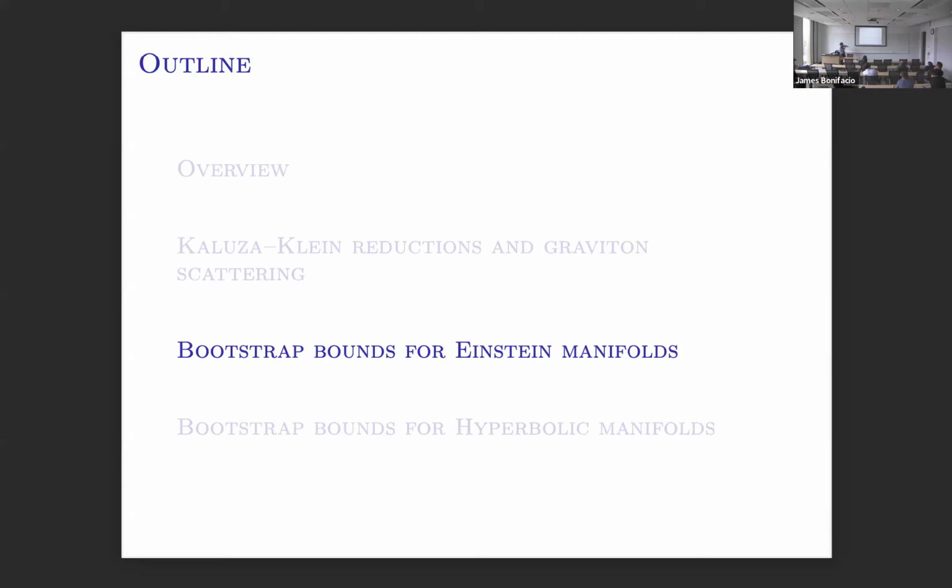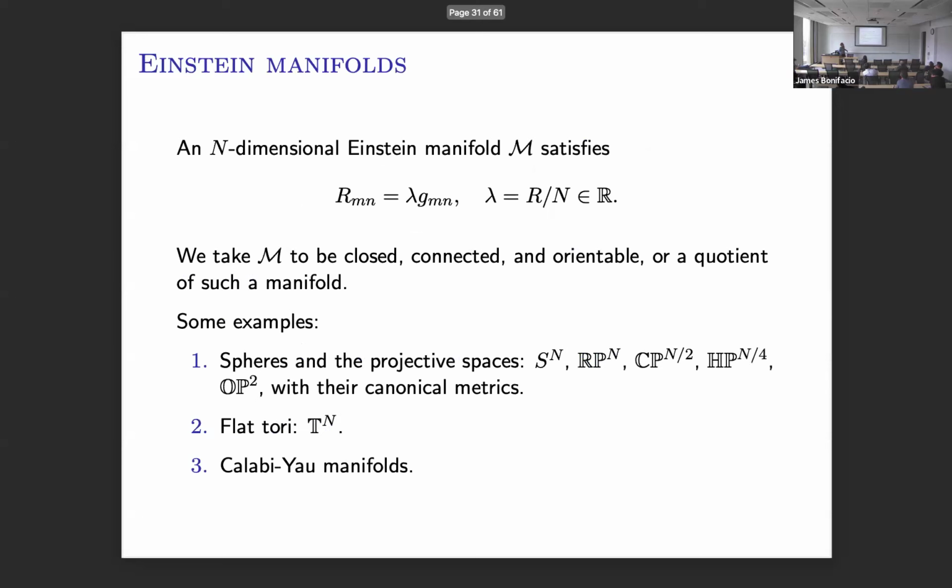Okay, so let me move to this part of the talk, which is Einstein manifolds. Let me quickly remind you what an Einstein manifold is. It's a manifold that satisfies the vacuum Einstein equations, so that the Ricci tensor is a constant multiple of the metric. I'm going to assume that the manifolds are closed, connected, and either orientable or a quotient of such a manifold. Some examples would be spheres and the projective spaces with their canonical metrics, things like Kähler-Einstein or Calabi-Yau manifolds, or more exotic things like Sasaki-Einstein 7-manifolds or G2 manifolds.